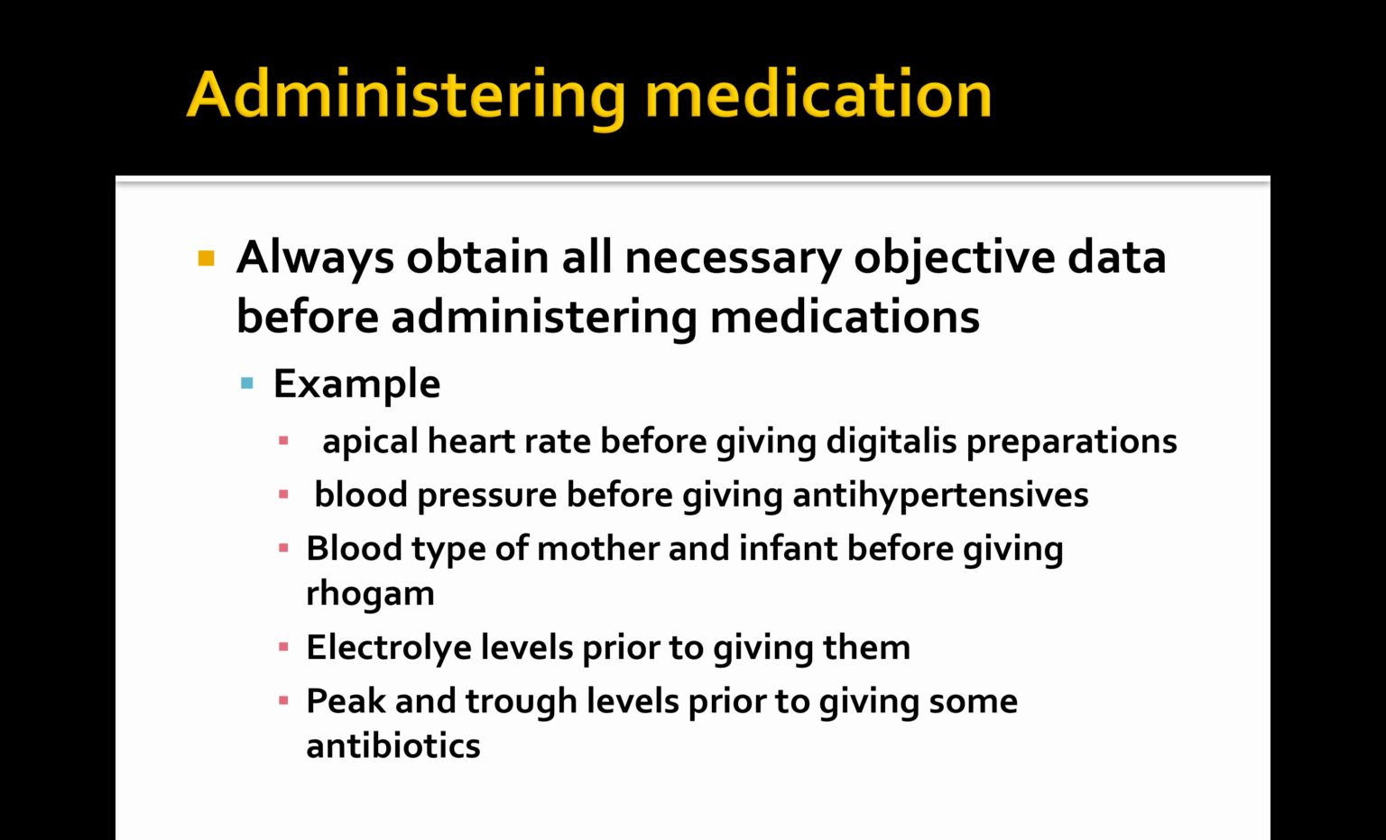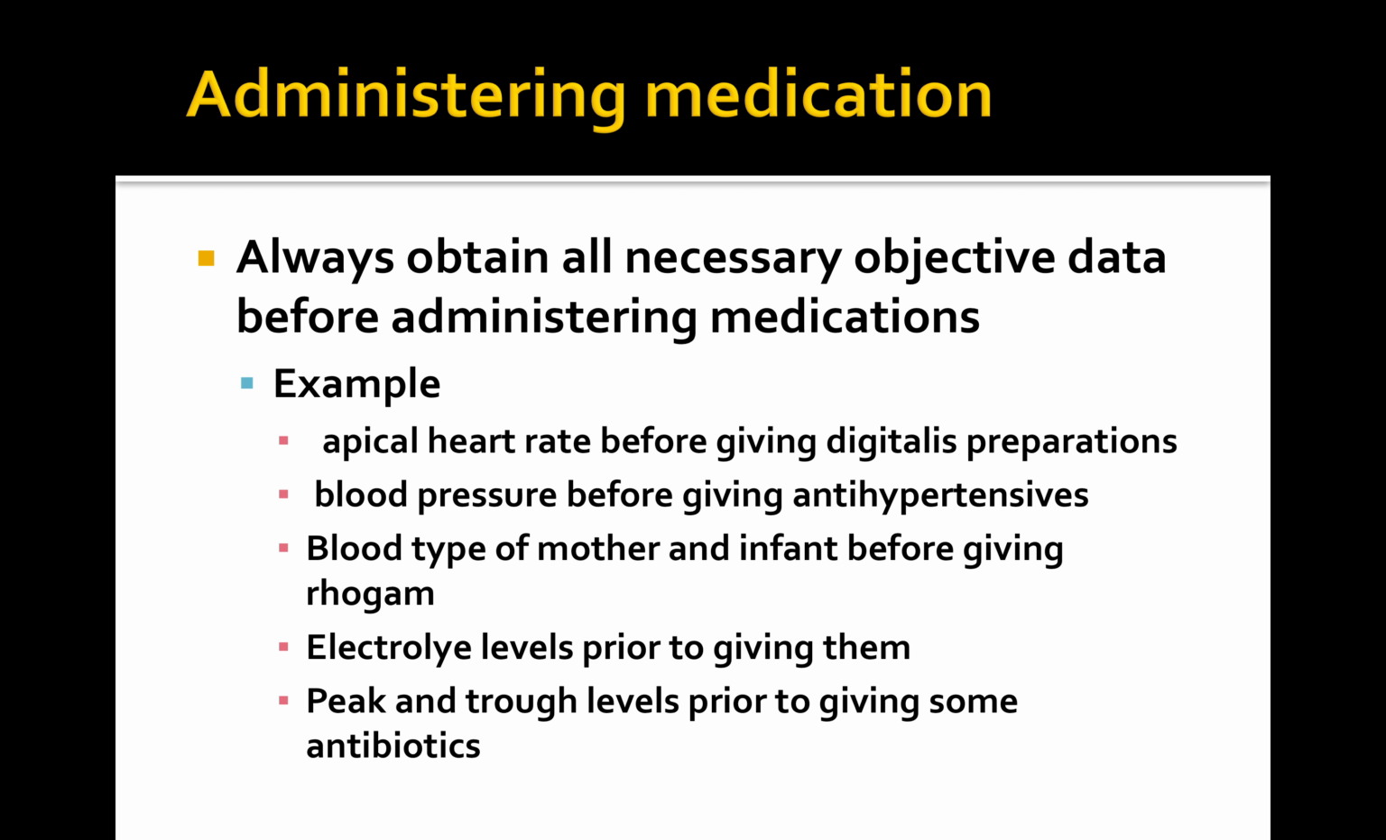Okay. So administering medications, always, and you notice that I've bolded this, obtain all necessary objective data before administering medications. So what do I mean by objective? It's something that we actually can record. It's not something that somebody said. Example, apical heart rate before giving digitalis. We have to get a heart rate on the chest. We want that apical heart rate. Any antihypertensives, you cannot give a blood pressure medication without checking the blood pressure. And it's not okay to say the nurse's aide took it 2 hours ago or an hour ago.